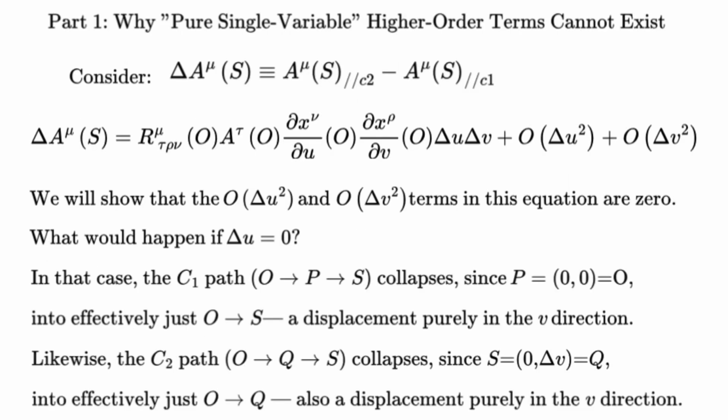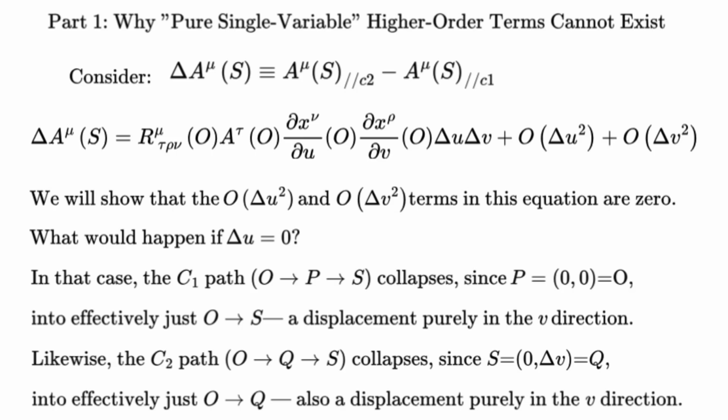Part 1. Why pure single variable, higher order terms cannot exist. Consider. We will show that the O of delta U squared and O of delta V squared terms in this equation are 0. What would happen if delta U equals 0?